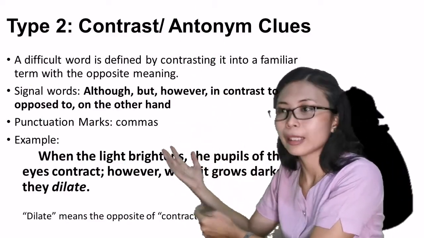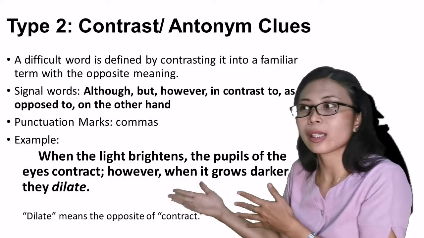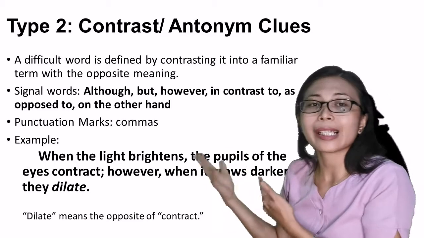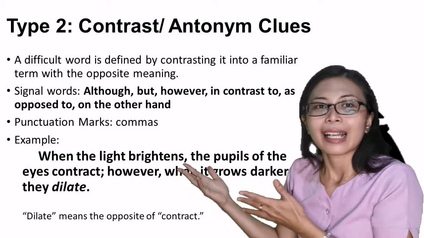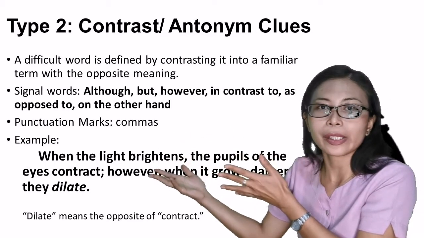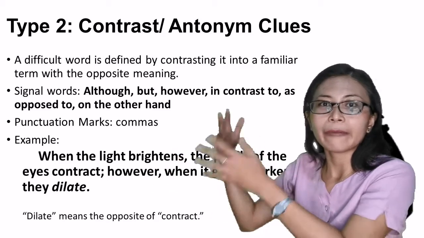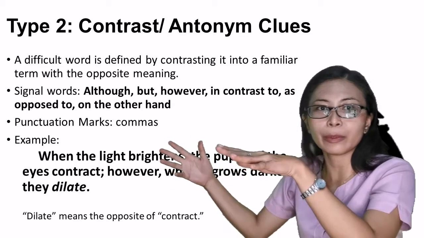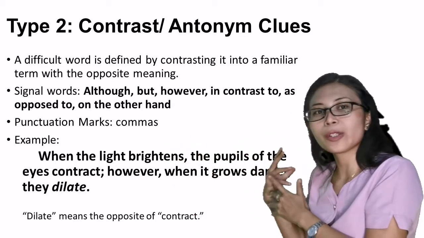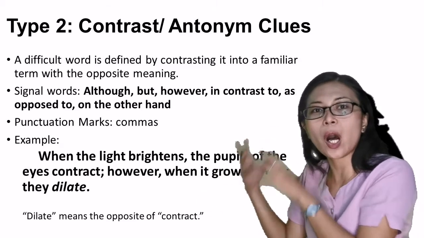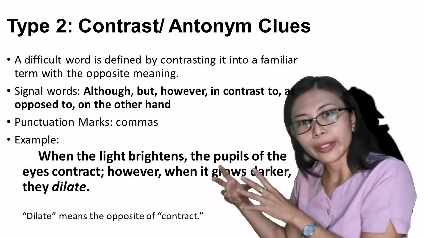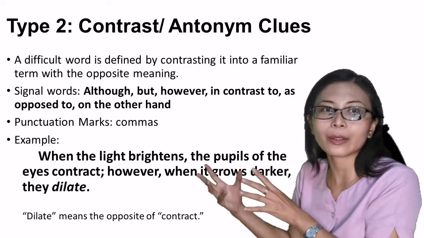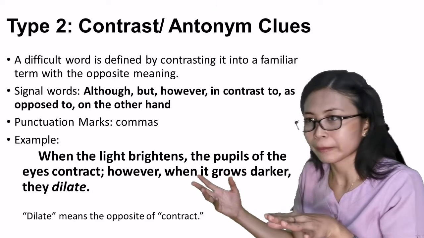Next, let us move on to another context clue type, and that is contrast or antonym clues. If the restatement or the synonym clue is about giving a clue through giving the synonymous word to the unfamiliar word, now, for contrast, it is also giving the opposite word of the unknown word, which will still serve as the clue to the unknown word.